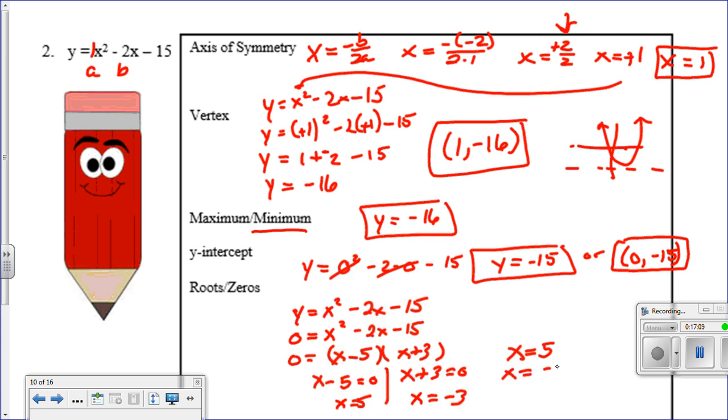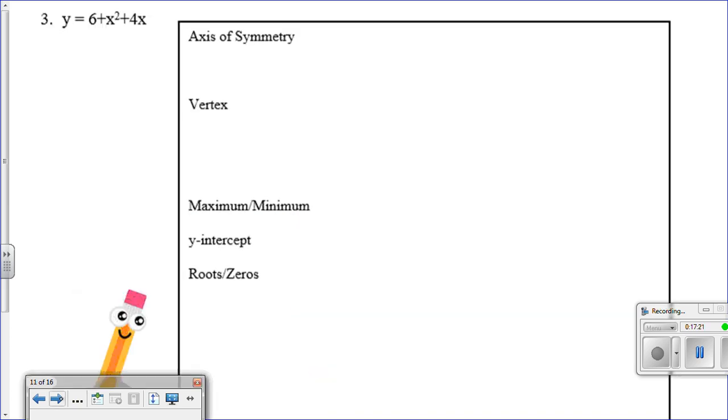So this has 2 real roots, 5 and negative 3. And if you go back to this right here, you can see that there definitely are 2 roots. All right, let's try another one real quick. If you end up with a situation like this, where it's out of order, you need to put it in order. Okay, axis of symmetry.